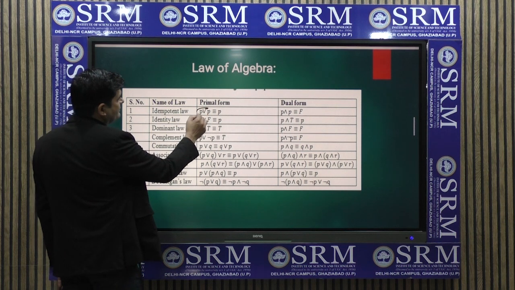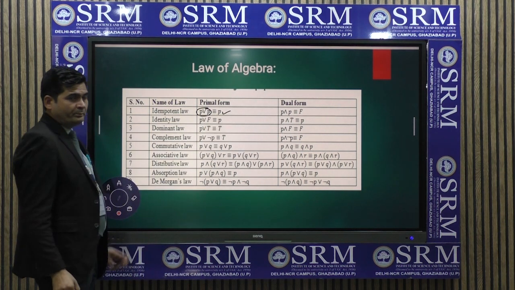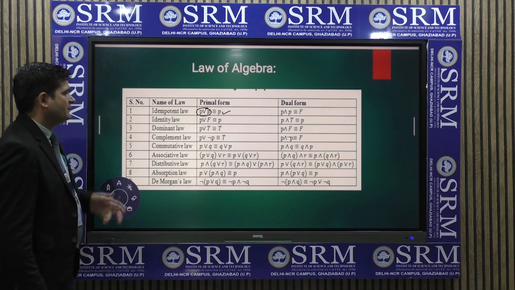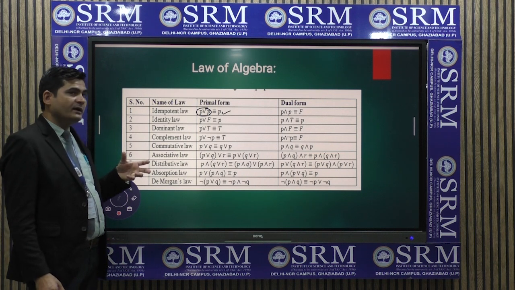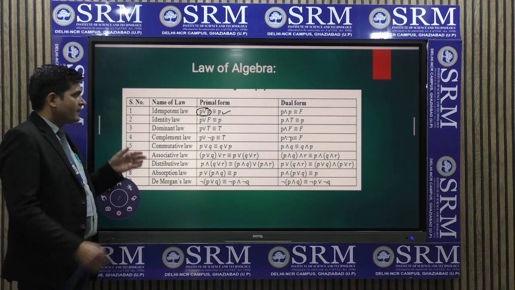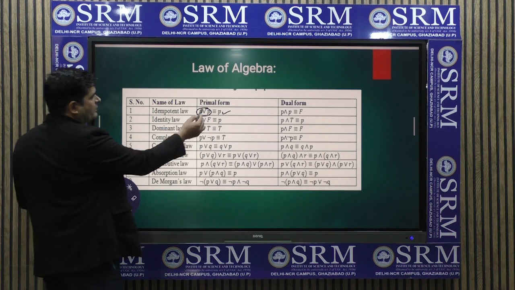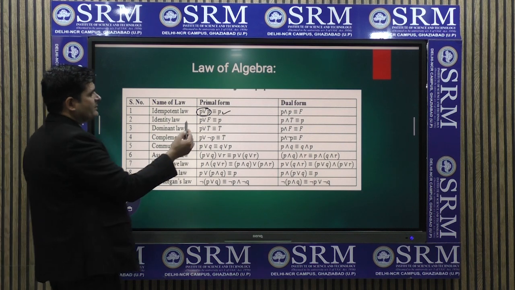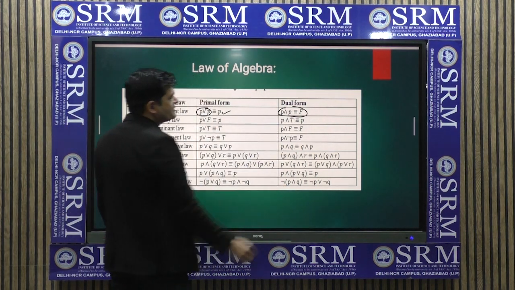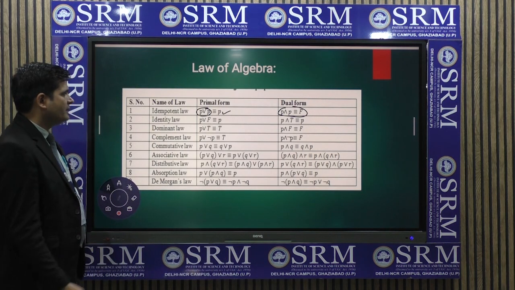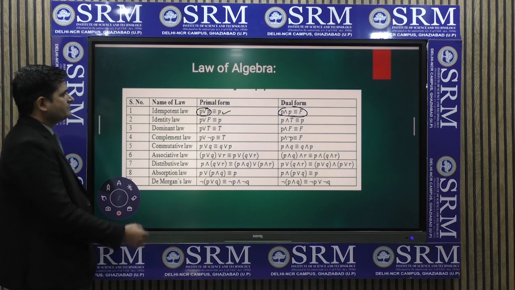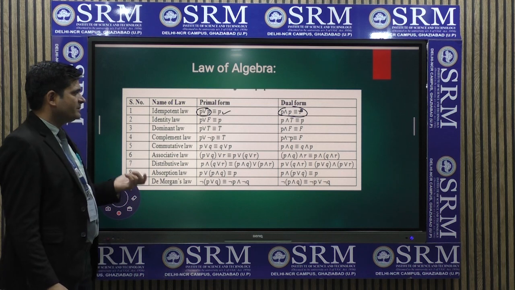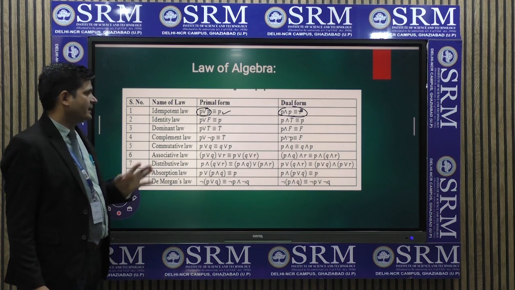P disjunction P is equivalent to P. That means both these two statements are equivalent to each other. As I discussed, equivalent means both the propositions will have the same truth values. Similarly, in the dual, P conjunction P is P. Sorry, this is not false, this is P. So disjunction of P with P and conjunction of P with P is P again.